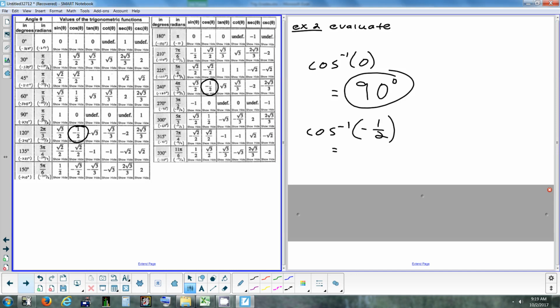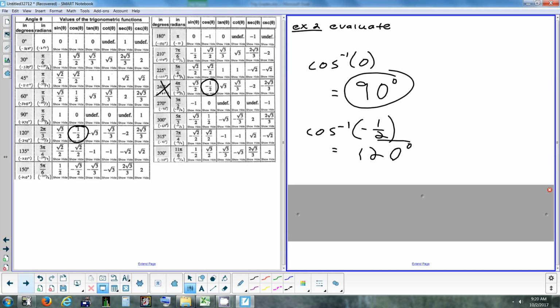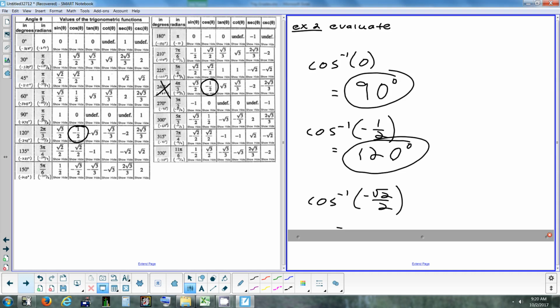So in this case, neither one of those answers works. Let's go to the second answer you said. How about 120? Is that between 0 and 180? Yes. And that's the answer we go with. Okay, 120. Okay, try that one on your own.